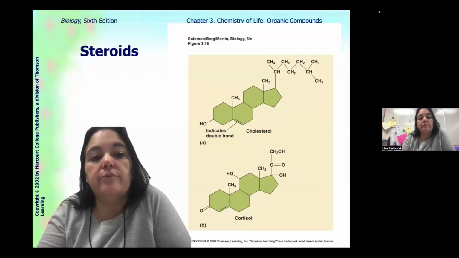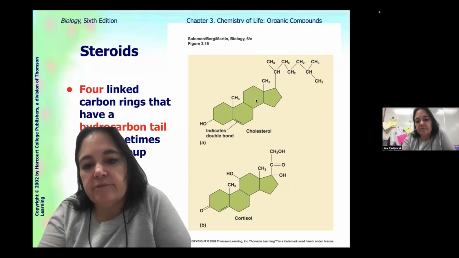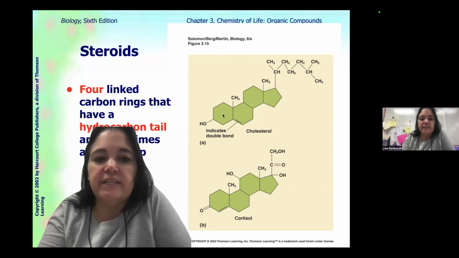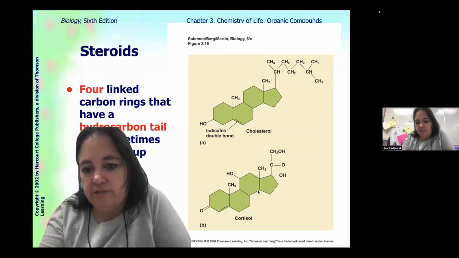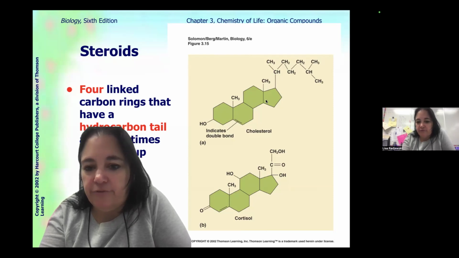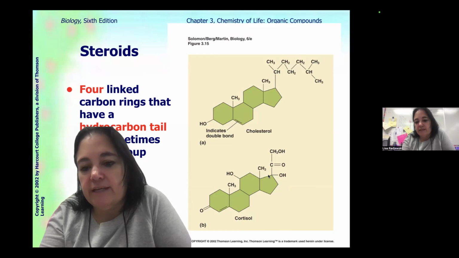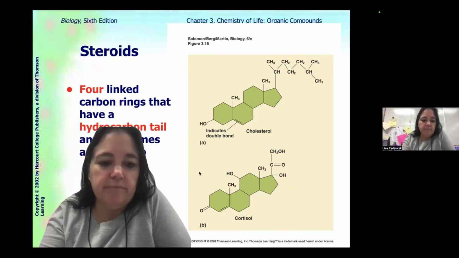Okay. Another one is steroids. Steroids have 4, you can see them right here in the diagram, 4 linked carbon rings, and they're fused together. And then they have this crazy hydrocarbon chain. Every steroid has a different hydrocarbon chain coming off of it. And sometimes these bonds might be a little bit different on the 4 rings. You can see this one is cholesterol. That is a steroid. This one is cortisol. It's a hormone. And you can see the bonds are just a little bit different, but they all have this chain coming off of them.